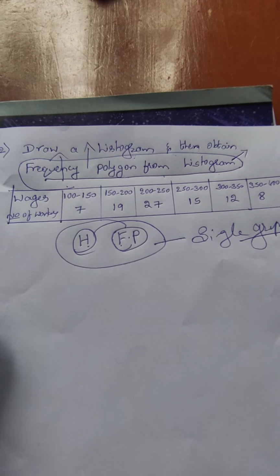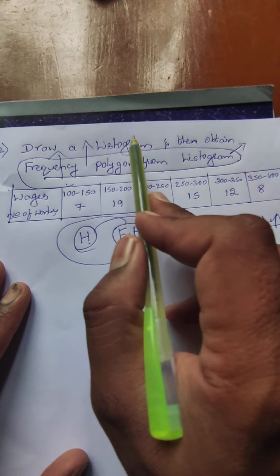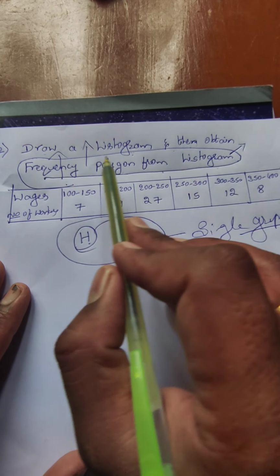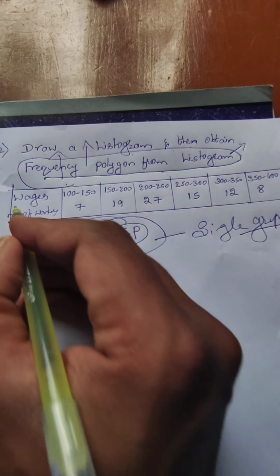Okay students, in the previous video we solved individual problems. We drew a histogram individually and we drew a frequency polygon individually. In this video, we are going to draw a histogram and frequency polygon in a single graph. Draw a histogram and obtain the frequency polygon from the histogram.